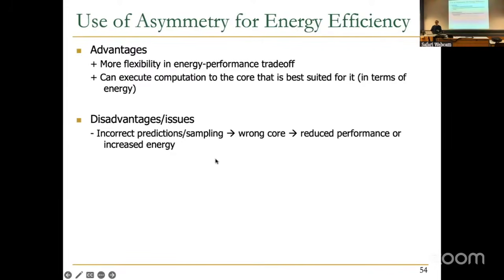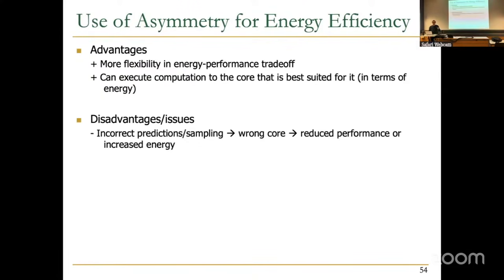If you do an incorrect prediction, you get to the wrong core, you get reduced performance or increased energy. This is more of an issue in this case because you're not really picking a critical section of a program, right? You're really picking some program. You may be migrating a program from one place to another and really wasting performance. So if you do the wrong decision, this is not good, clearly. If you do the wrong decision in critical sections, yes, it's not good, but you're not migrating the whole program.